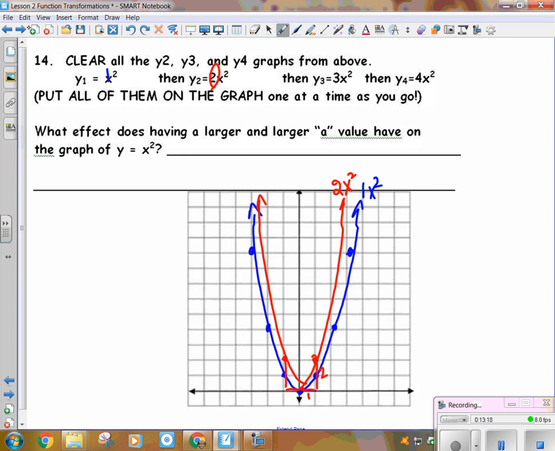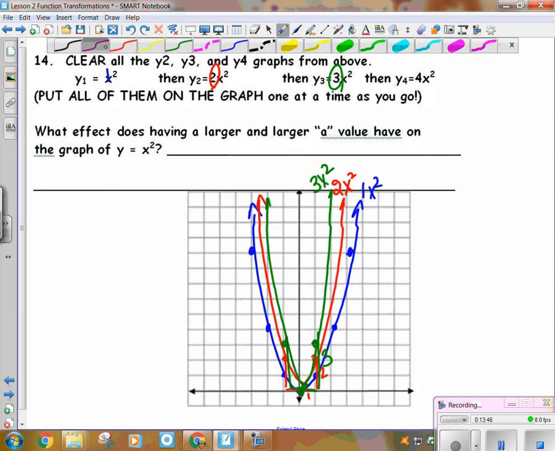Now what happens if we change it to 3x squared? Well, we're still going to be starting at the center, 0, 0. And I'm going to come over 1. Remember, always over 1. But this time I'm going to go up 3. So right away, do you see that we actually have an even skinnier graph? That would be 3x squared. Of course, I'm sketching these. I'm not doing a precise graph.